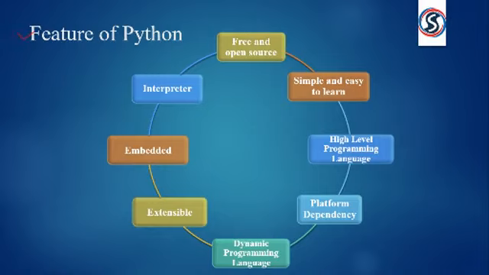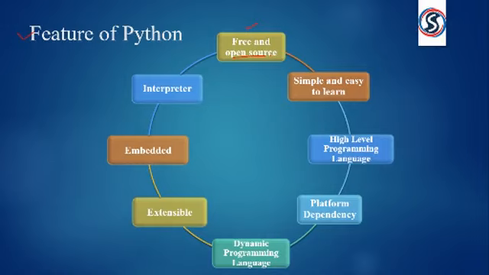So we have the different features of Python. Like we have free and open source. So what is the meaning of free and open source? We can use the Python software without any license, and it is freeware, and its source code. When I'm talking about the source code, every programming language, every software, has some source code.